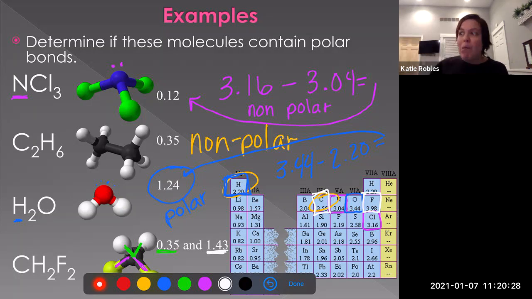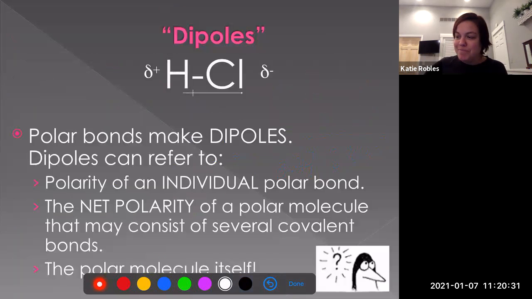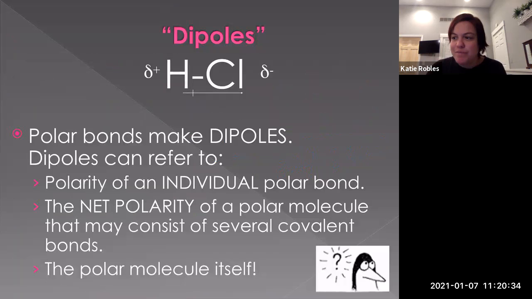So there's a lot more to polarity that can tend to confuse you. So polar bonds make dipoles. The word dipole, I hate the word dipole, but the word dipole can refer to the polarity of an individual bond, the net polarity of a whole molecule, or I've even heard them use the word dipole to call a polar molecule a dipole, like call a water molecule a dipole, which I think is a weird phrase. But if you just remember that dipoles mean charges and you work your way through all of this, you'll be okay.